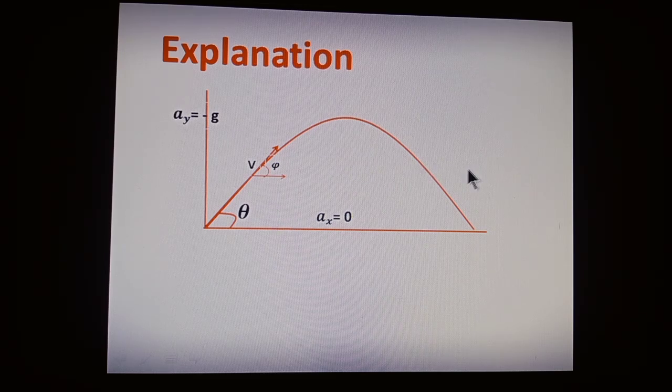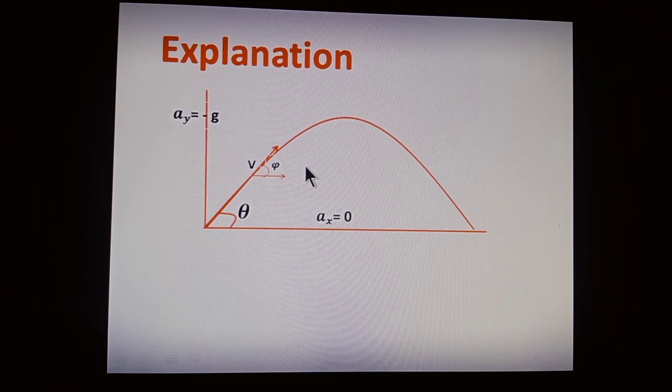Since there is no force along x-axis, there is no acceleration along x-axis, means ax equals to 0. Along x-axis, the projectile moves with constant velocity, and along y-axis, the acceleration is acceleration due to gravity. So we say that along vertical, it moves with constant acceleration, and along horizontal, it moves with constant velocity. Now we apply the equations of motion separately along x-axis and along y-axis.